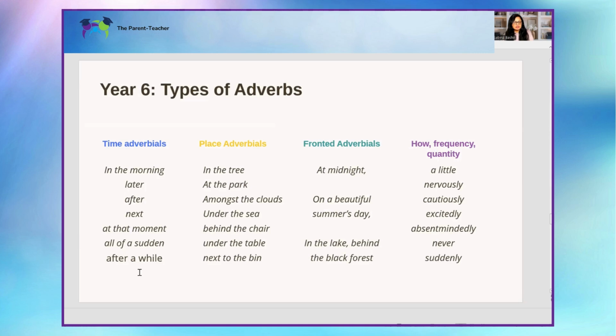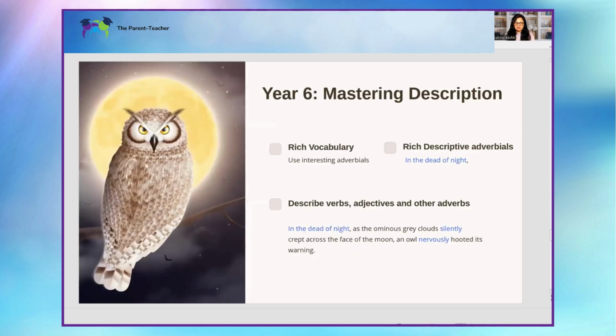The other ones here clearly don't start with a capital letter, so they're probably going to be found within a sentence. So the indicator that tells us that it's a fronted adverbial is the fact that it starts with a capital letter. And then we have the frequency, how something is done, and the quantity: a little nervously, cautiously, excitedly, absent-mindedly, never, and suddenly. So again, we've got different types of adverbials and children need to know what those types are.